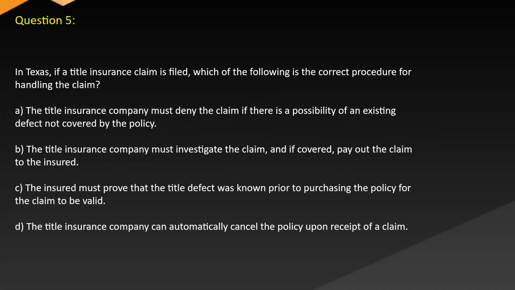Question 5. In Texas, if a title insurance claim is filed, which of the following is the correct procedure for handling the claim? A. The title insurance company must deny the claim if there is a possibility of an existing defect not covered by the policy. B. The title insurance company must investigate the claim and, if covered, pay out the claim to the insured. C. The insured must prove that the title defect was known prior to purchasing the policy for the claim to be valid. D. The title insurance company can automatically cancel the policy upon receipt of a claim.